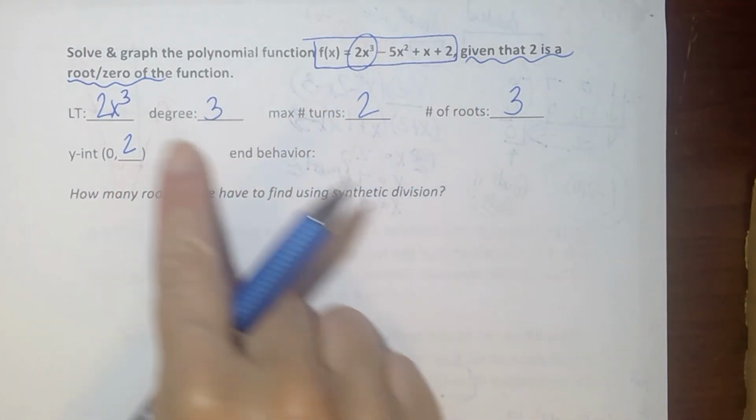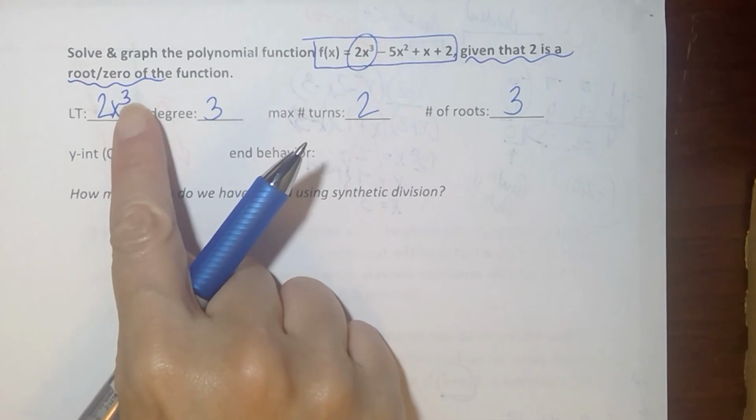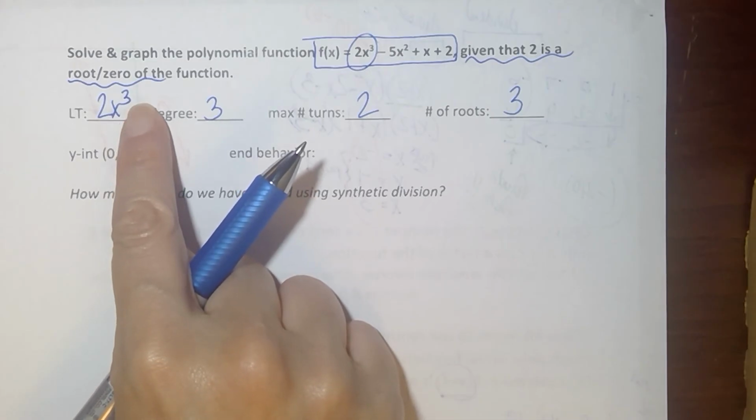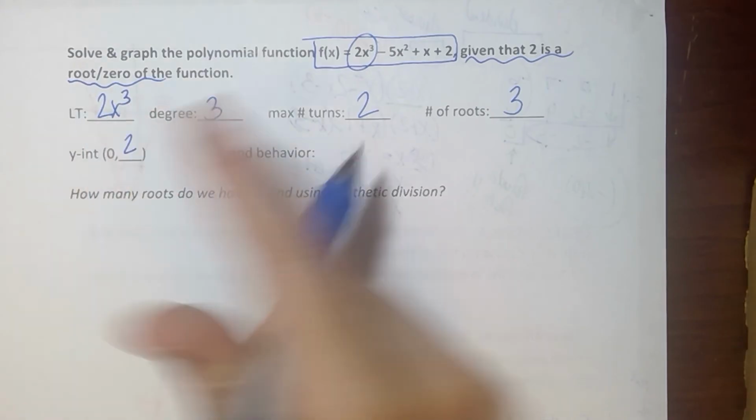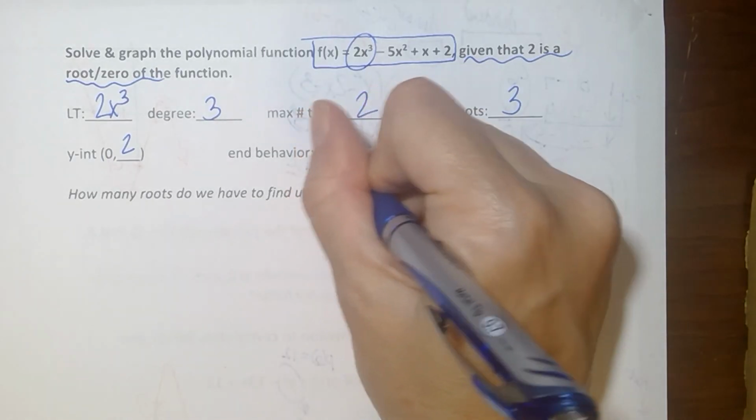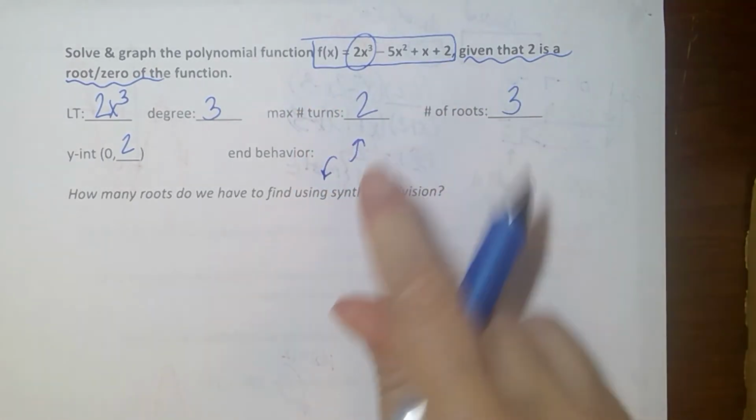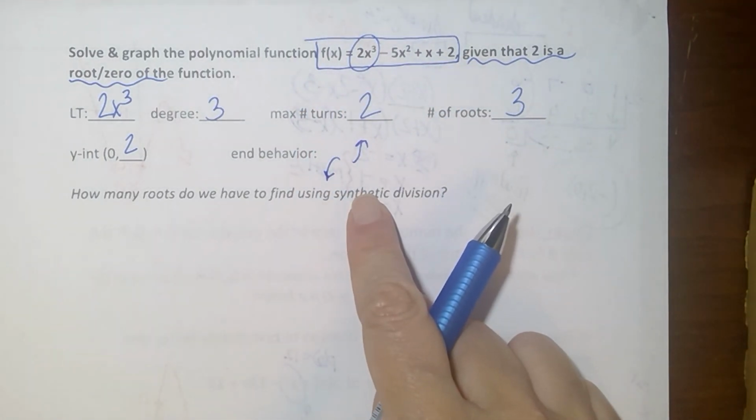My end behavior depends on this leading term. Odd degree means the ends go in opposite directions. Positive coefficient means that I have an overall increasing function. So this is the same end behavior I've been working with all day today. That was just a coincidence, sorry.